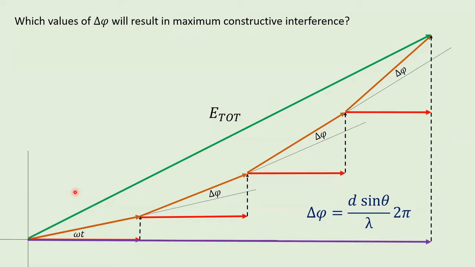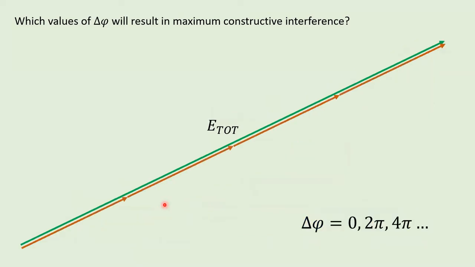Okay, so can we use this geometric construction to calculate the phase difference delta phi? This is the phase difference between two adjacent slits. Which values of that phase difference will result in maximum constructive interference? That's a pretty easy question to answer. Pretty obvious, right? When they all point in the same direction, then when you add them, you get the longest possible total phasor.